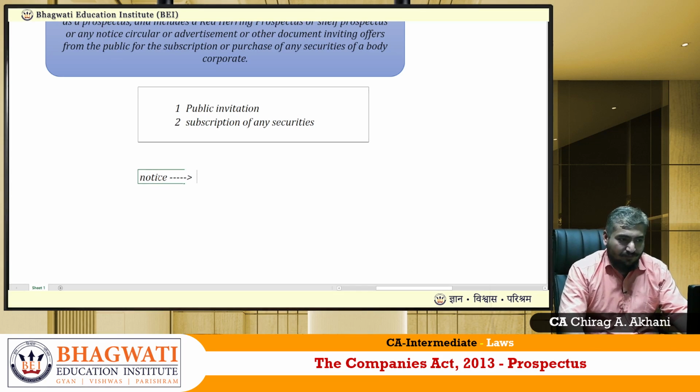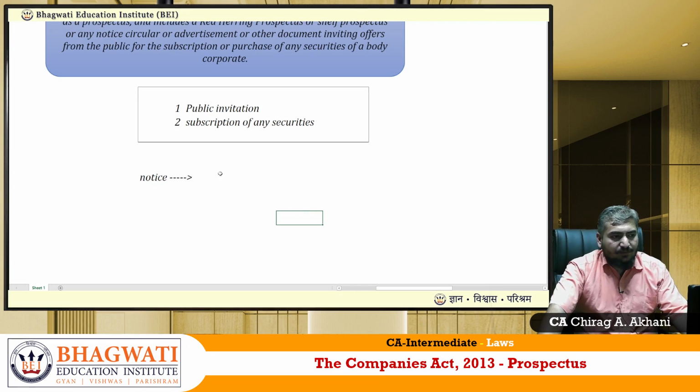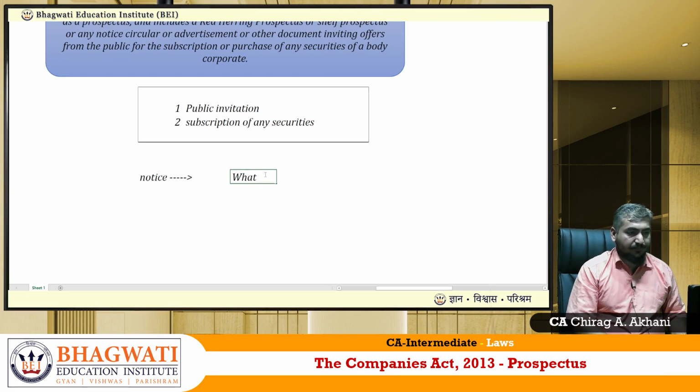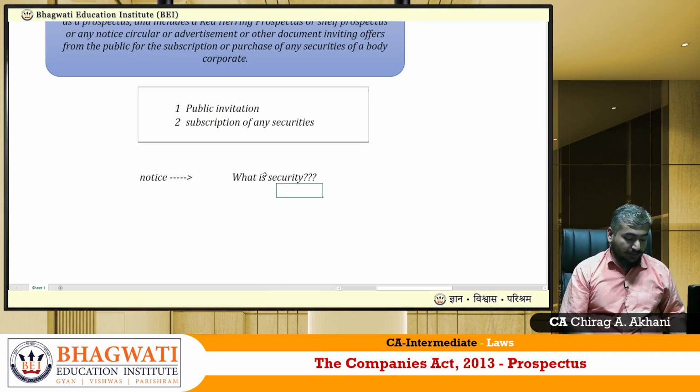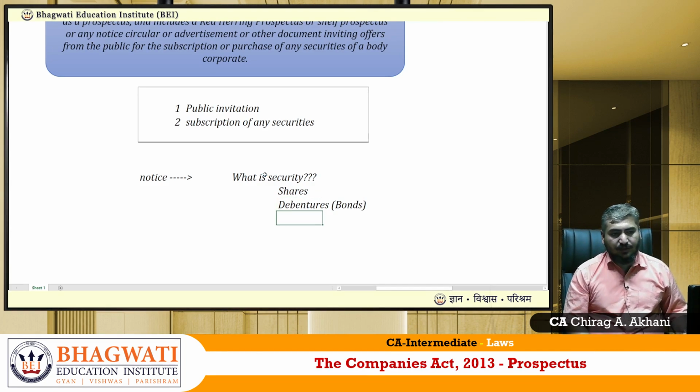All right, fine. Now, before I go ahead with the discussion, let's understand these two words first. In the second point, it is written "any securities". Now the first question comes: what do you mean by the term security? Here, the term security doesn't mean only shares. It includes shares as well as debentures. Sometimes debentures are also identified as bonds. So yes, it is also considered as bonds.